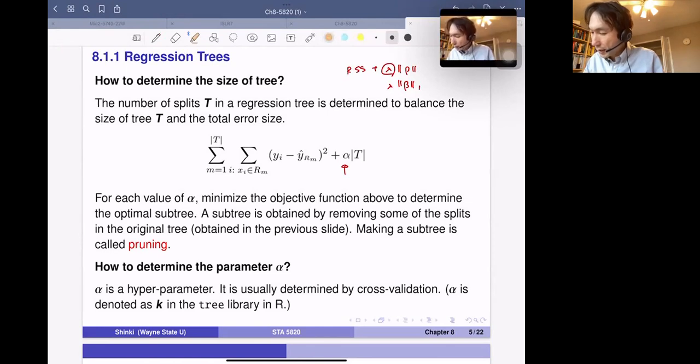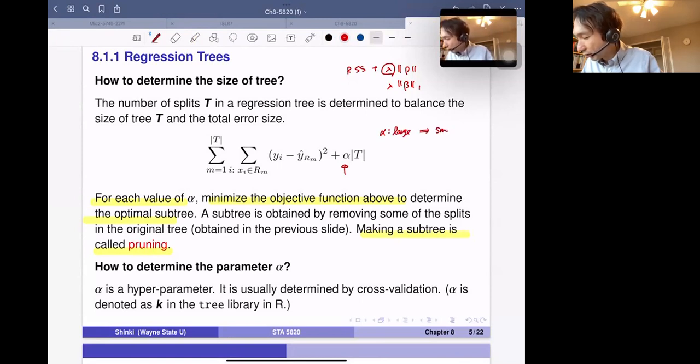How to do that? Basically, for each value of alpha, at first minimize the objective function to determine the optimal subtree. A subtree is obtained by removing some of the splits in the original tree, which is called pruning. So for each alpha, we make a tree. Then we compare these trees by cross-validation, and by doing that, we can optimize alpha. If alpha is large, we have more penalty, so a smaller tree. If alpha is small, a larger tree.